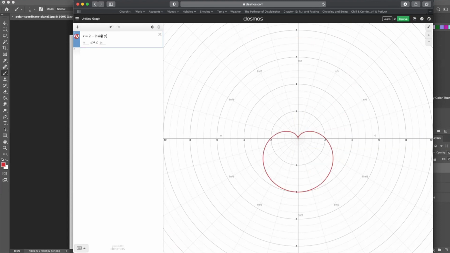Yeah, so it looks like a heart, so that's why they call it a cardioid. Like a cardiac surgeon is a heart surgeon, so cardioid, it looks like a heart. That's where the name comes from. So you can type those in.